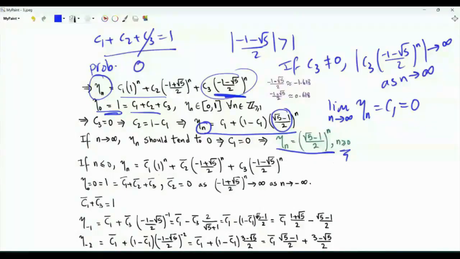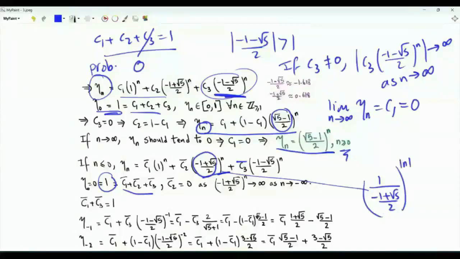If n is non-positive, we still have the same general solution to the difference equation, but now we have three constants, C1 bar, C2 bar, and C3 bar. Eta 0 is 1, so the sum of the three constants is equal to 1. The magnitude of this number is strictly less than 1. This term is equal to 1 over ((minus 1 plus square root 5) over 2) to the power absolute n. This is greater than 1, and the magnitude of this part tends to infinity. As n tends to minus infinity, we need C2 bar to be equal to 0. Consequently, C1 bar plus C3 bar is equal to 1.